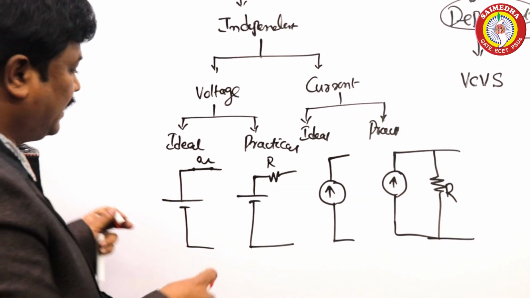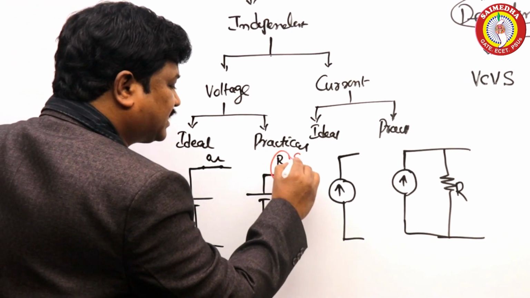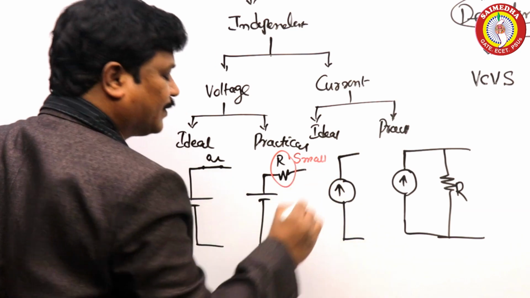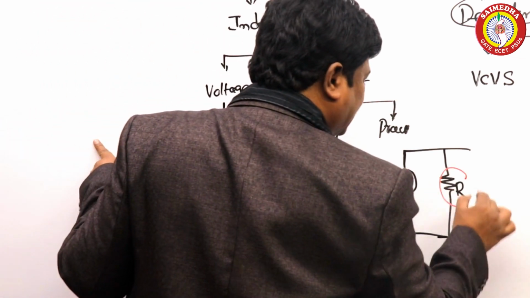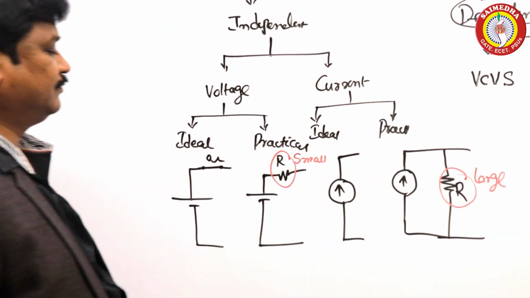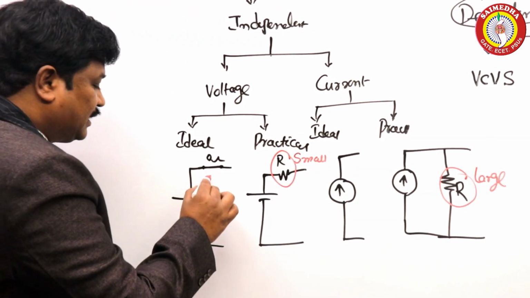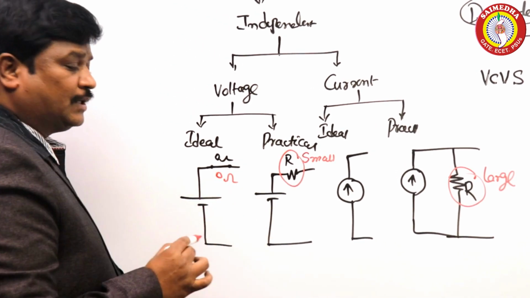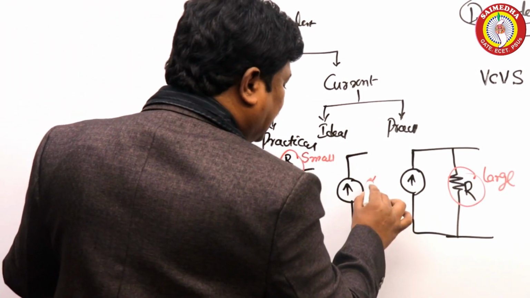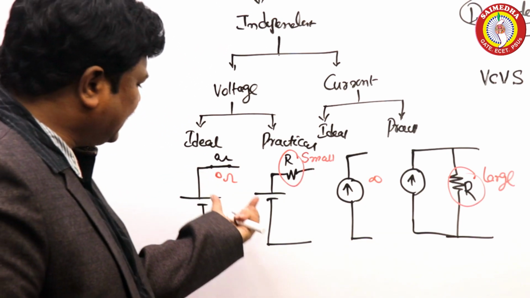So here, in the case of the practical voltage source, the value of R must be very small, and the value of this R is large. However, in the ideal voltage source, the internal resistance is 0 ohms, and in the ideal current source, the internal resistance is infinite. That difference we have to see. We will discuss one by one.